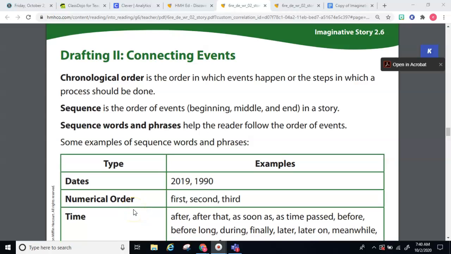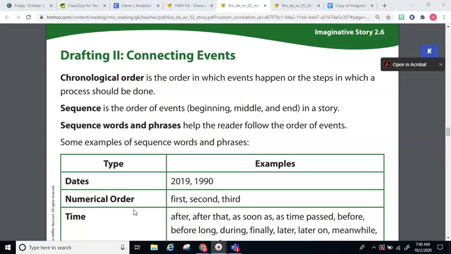And we're back for part 2 of drafting. Today is about connecting events. So far we have talked about characters, setting, and the plot in relation to your imaginative narrative. You should have been adding to your Google Doc assignment daily. I keep moving it from folder to folder so you always have access to it.